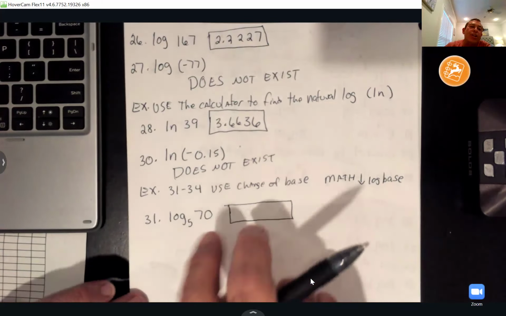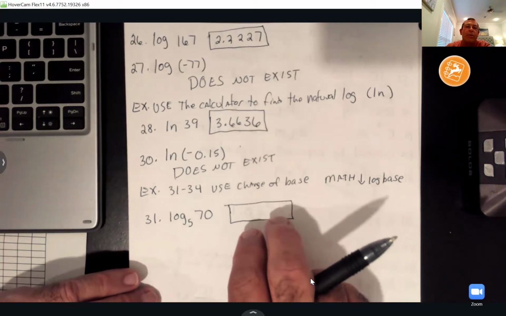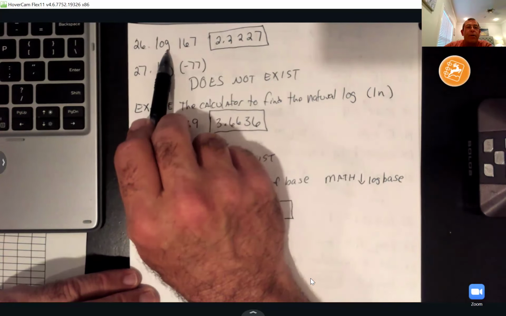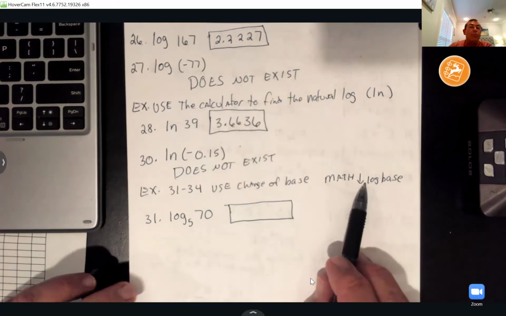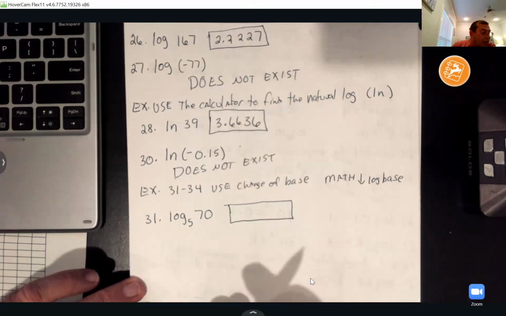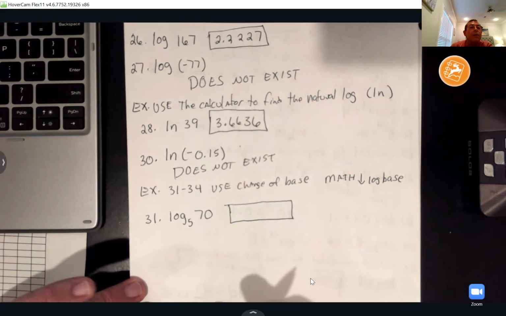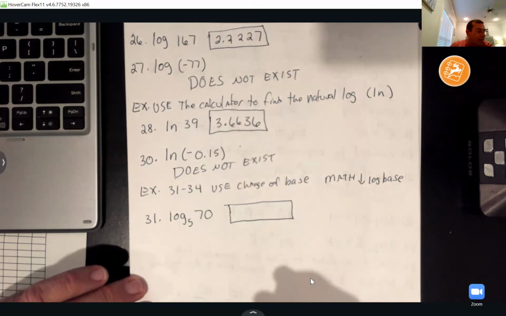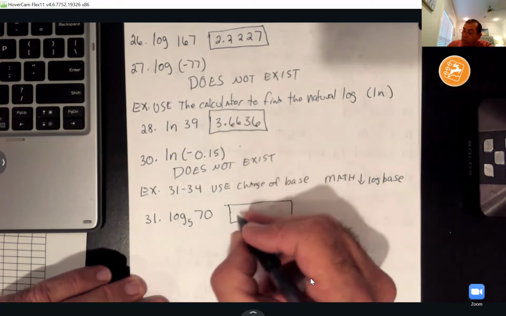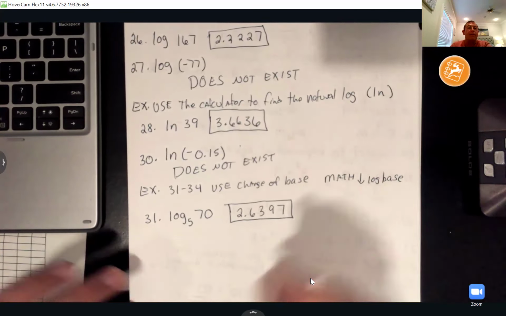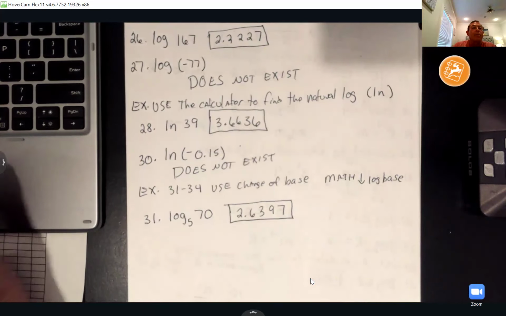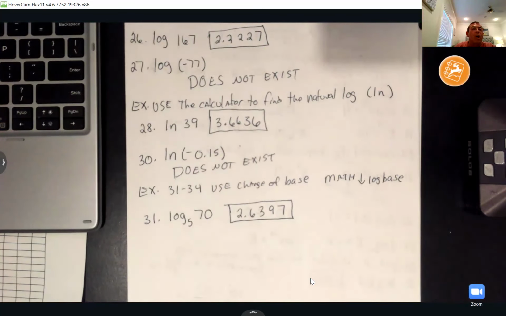So see, they're getting you used to all the different log buttons on the calculator. The log on front for the common log, the log on front for the natural log, and now the log base stuff. So it looks like I got 6397 on that one also. So 2.63, 0.97. There must have been another, it must have been lower than a 5 after the 7.